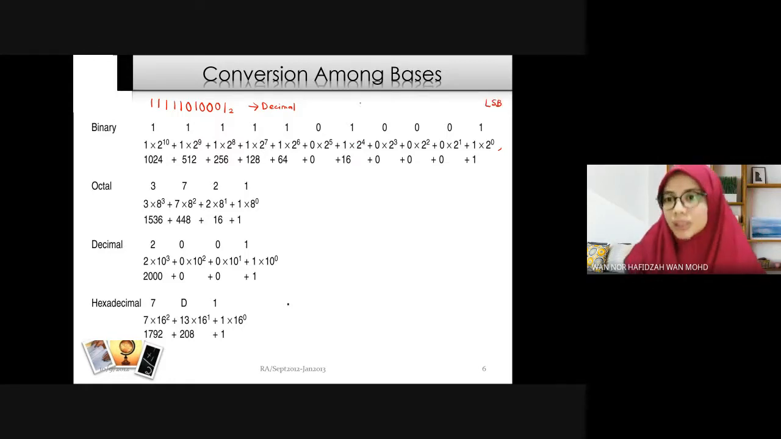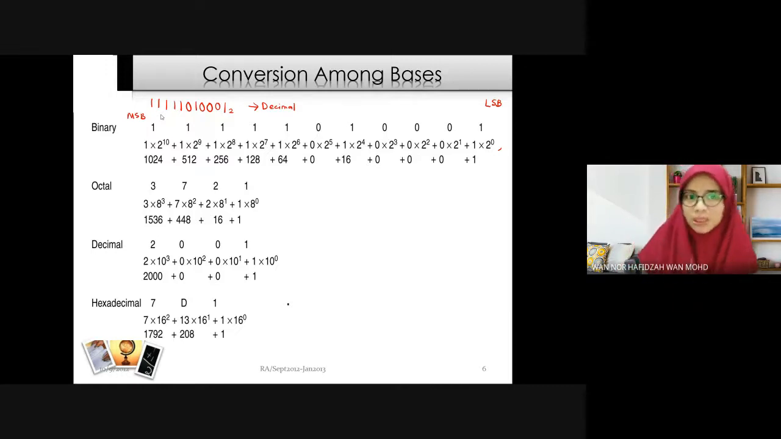What is LSB? Least significant bit. Okay, least significant bit, the bit that has the smallest value. And the most left one, we call it MSB, most significant bit. Please remember, for any case, we should start from LSB. So to the power of 0, you must start with LSB.